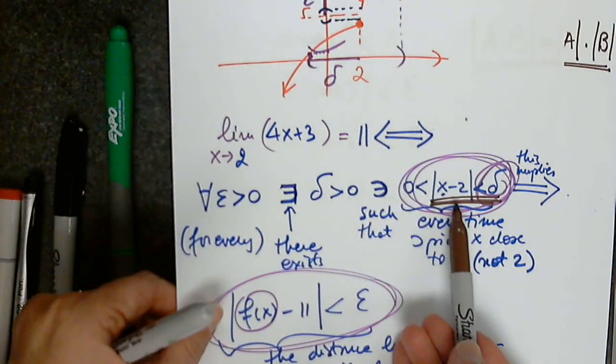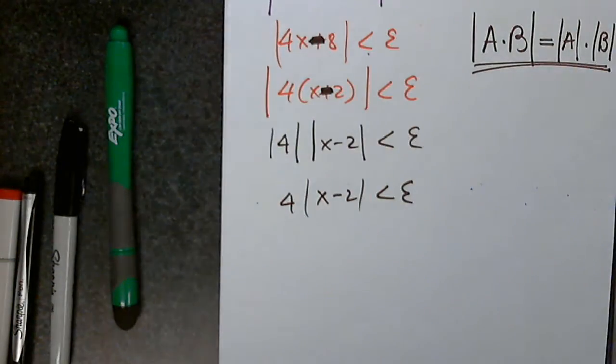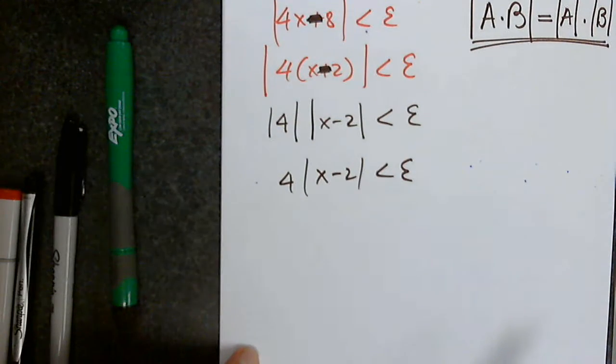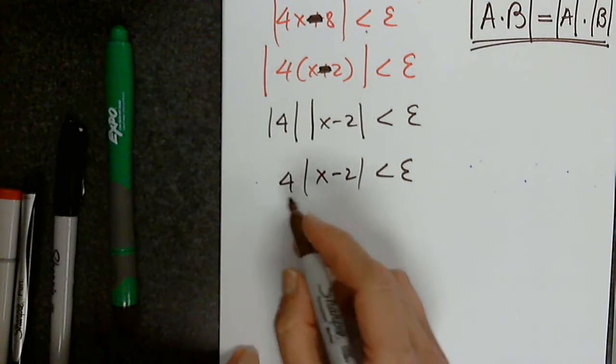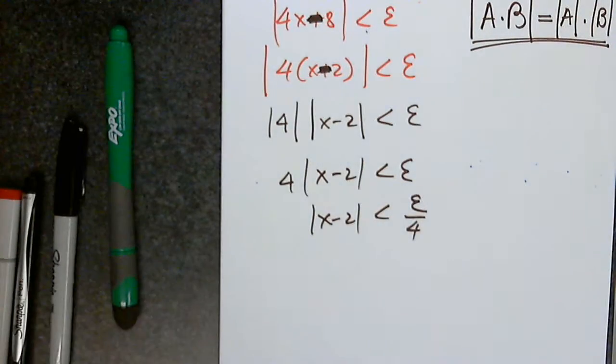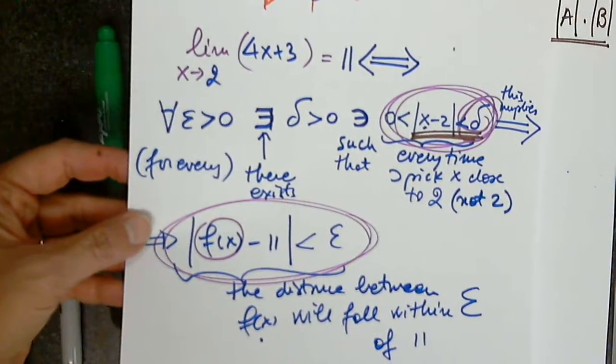So what should I do to both sides to get close to this? It's obvious. Divide by 4, right? Oh, very good. And now I compare, and I'm done. So please tell me, what is delta? What does delta equal to?